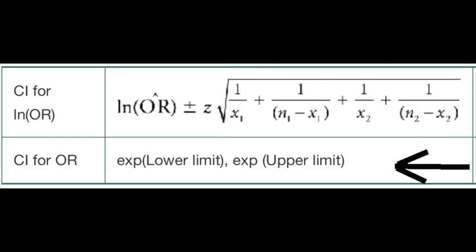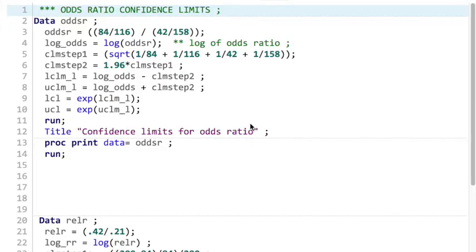First, here's my odds ratio. I had 84 people who had reduced symptoms as opposed to 116 who didn't. So that's 84 over 116, divided by 42 people in the placebo group who had a reduction in symptoms and 158 who did not. So that's my odds ratio. I take the log of that, just use the log function. There you go. My first step, I'm going to take the square root of 1 over 84 plus 1 over 116 plus 1 over 42 plus 1 over 158.